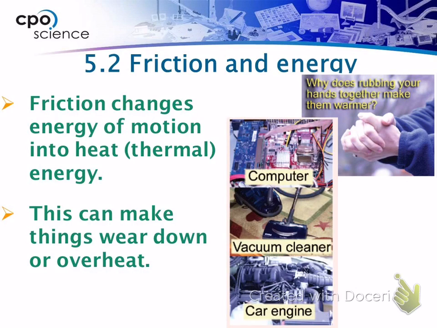What friction does, besides resist motion, is it changes the energy of motion into heat energy. So friction's always going to warm things up. You're going to get thermal energy out of it. And that's going to make things wear down or overheat. So that's another reason we need to limit friction and regulate it.